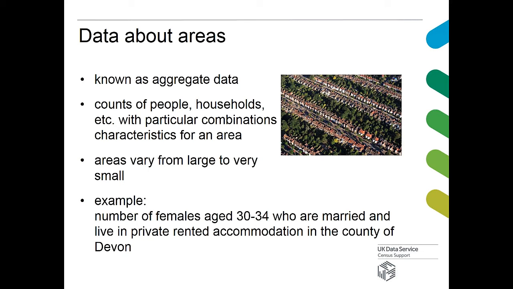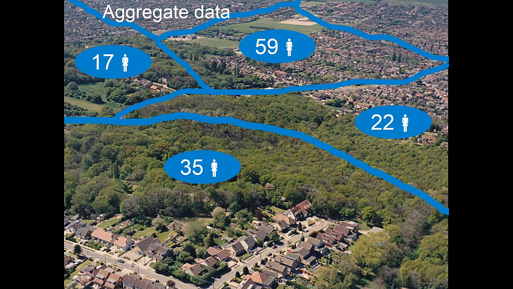And so an example of aggregate data might be the number of females aged 30 to 34 who are married and live in private rented accommodation in the county of Devon. And so if you split up the country into lots of areas and you counted those people possessing certain attributes, that's what aggregate data basically is. So there could be 17 people who live there, 59 people live there, 22 people live there, and so on.